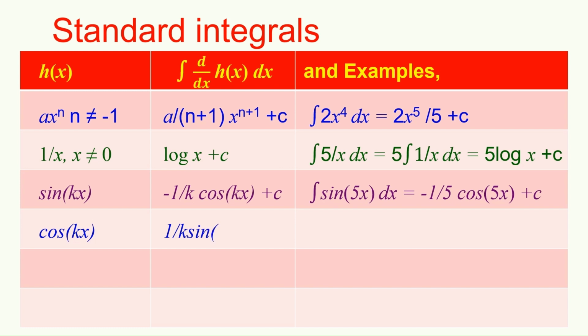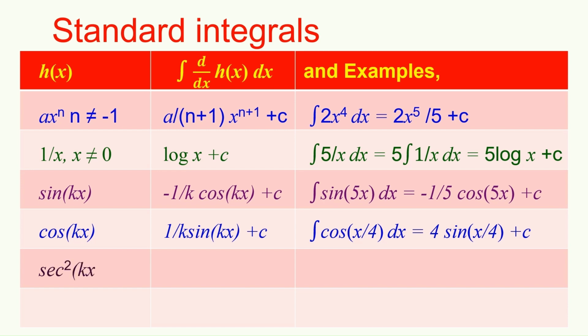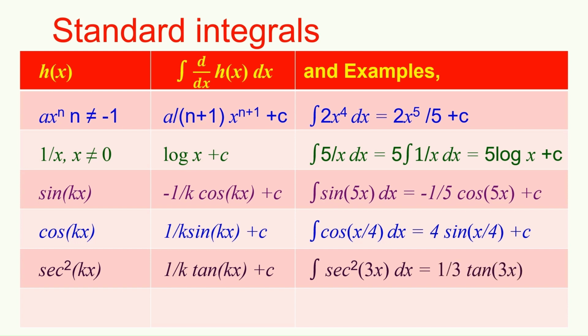Antiderivative of cos kx is 1 divided by k sin kx plus c. See example. Indefinite integral cos x divided by 4 dx equals 4 sin x divided by 4 plus c. Antiderivative of sec squared kx is 1 divided by k tan kx plus c. See example. Antiderivative of e to the power of kx is 1 divided by k e to the power of kx plus c. See example.